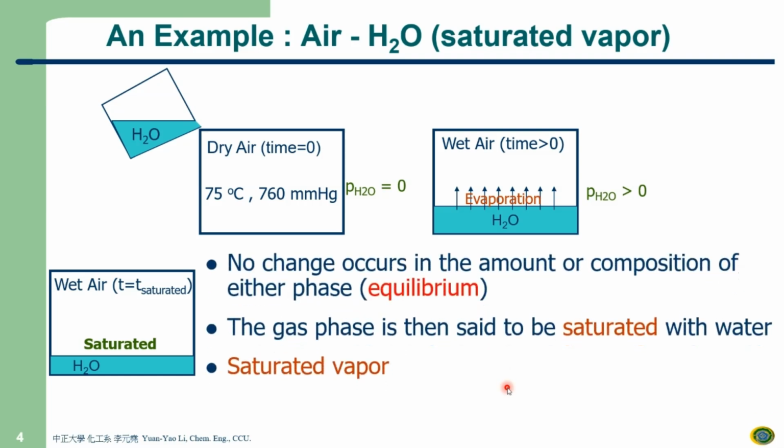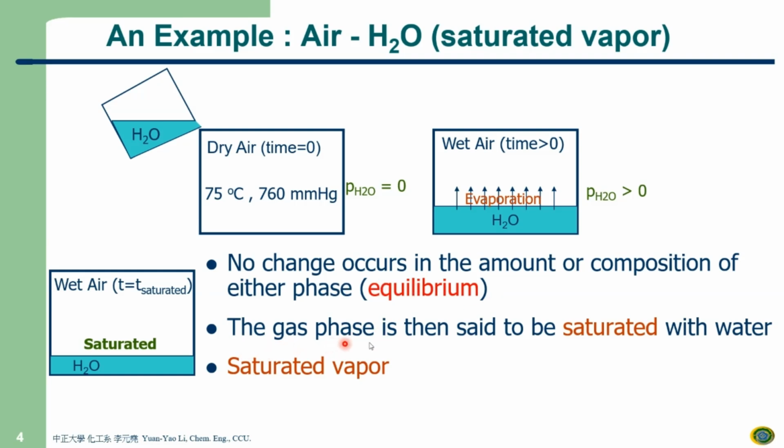Okay, so what does that mean? So this means two phases reach equilibrium. No change occurs in the amount or the composition of either phase. Somebody read "either", this is English accent and American accent. Okay, it doesn't matter. Either phase, equilibrium.